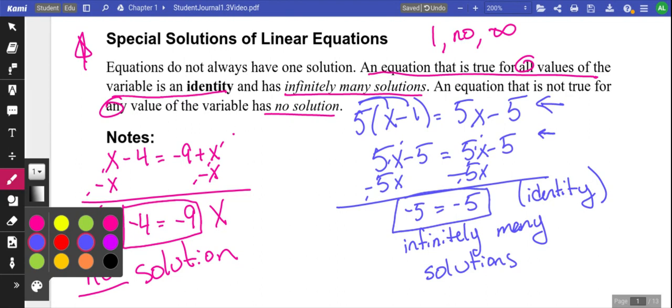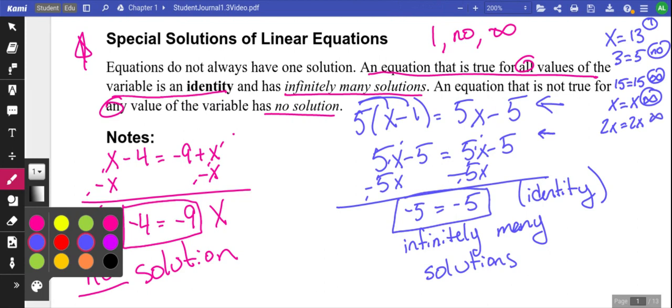Sometimes I'm going to ask you how many solutions it has. If you end up with x is equal to a number, that's one solution. If you end up with two things that aren't equal, so 3 is equal to 5, that's no solutions. And if you end up with two values that are equal to each other, that's infinitely many solutions. If you have x is equal to x, infinitely many. 2x is equal to 2x, same thing. If you have two things that are the exact same value, those are all infinitely many solutions.